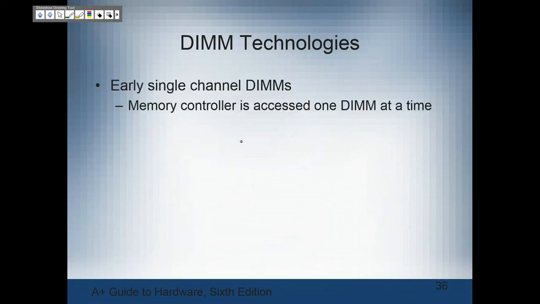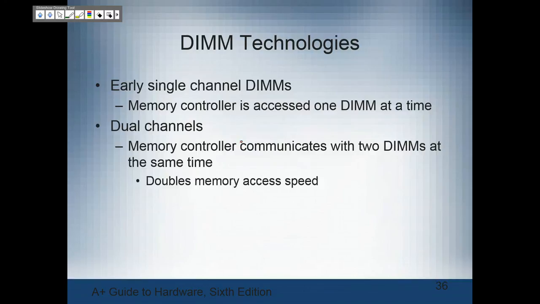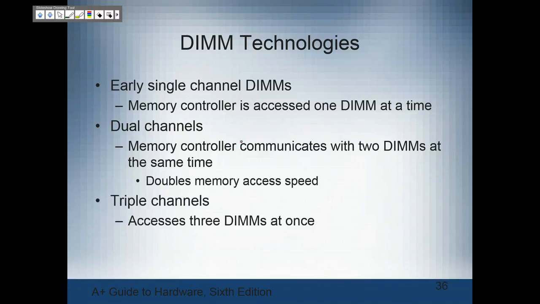In early ones, memory was accessed one DIMM at a time, and then we go to dual channel memory. The controller communicates with two DIMMs at the same time, so if we can do two DIMMs at the same time, it's going to be much faster than doing one DIMM. The new ones also have triple channel capability instead of dual channel access. And I think they've got some pictures of those here. Triple channel accesses three DIMMs at once.